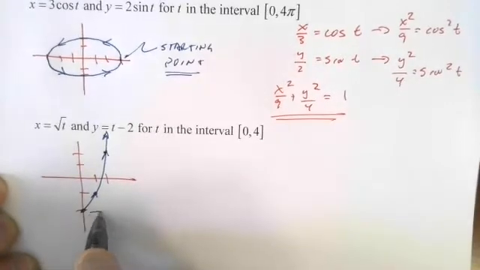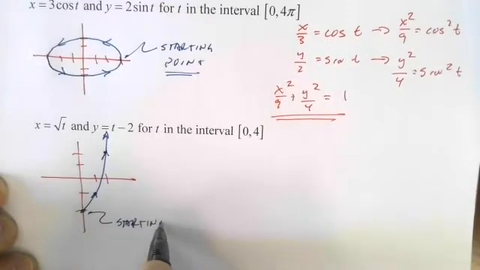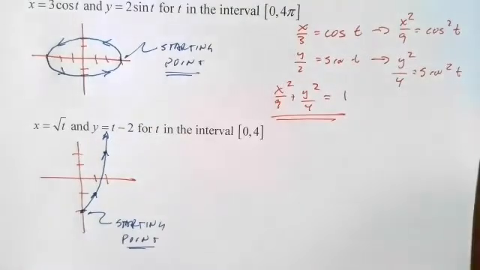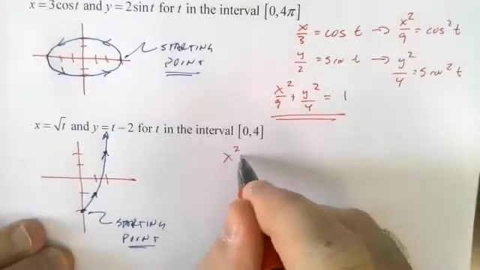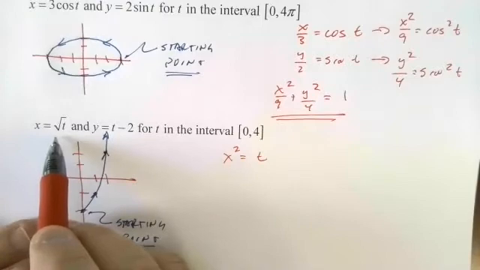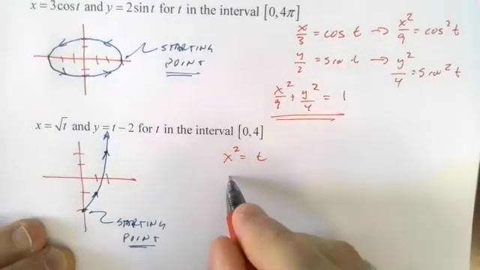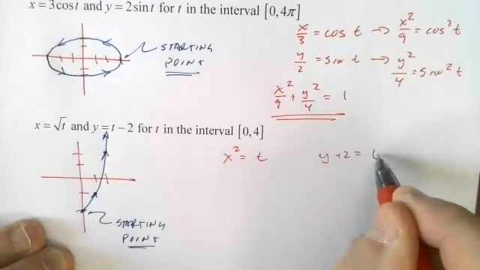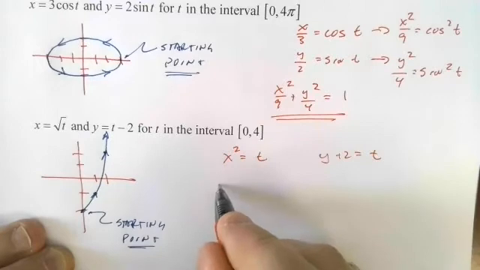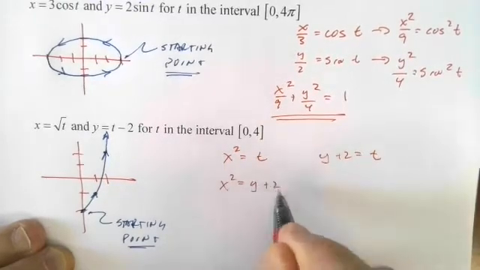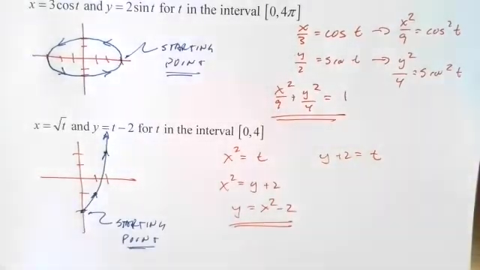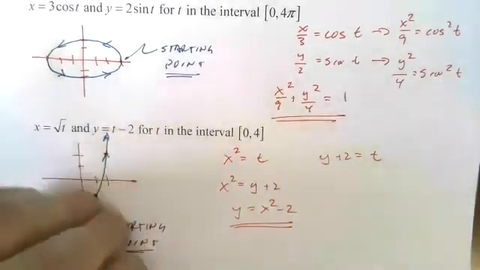And of course, this is our starting point. How do we put those together? Well, x squared would be t, so we square both pieces. For the other piece, y plus 2 would equal t. Well, you just sub in t. X squared equals y plus 2. Y equals x squared minus 2. Hey, that is a parabola. Starting at negative 2, and off you go. Well, that's nice.